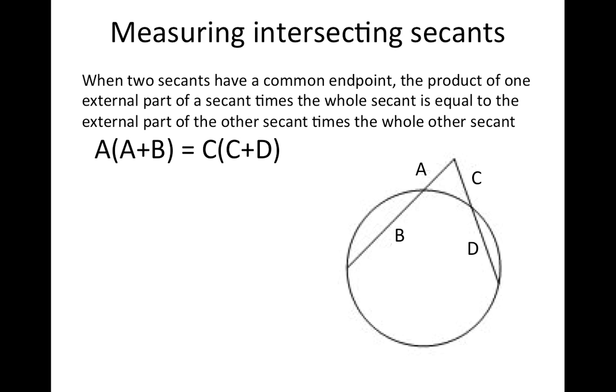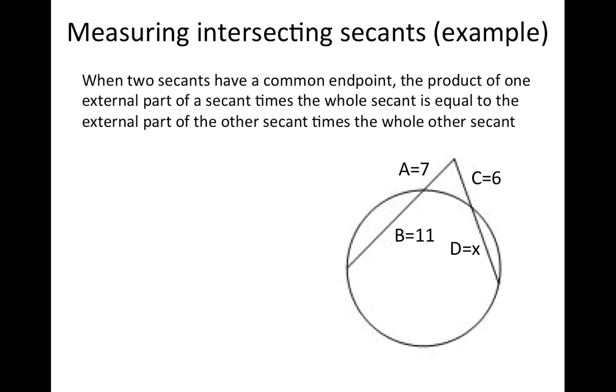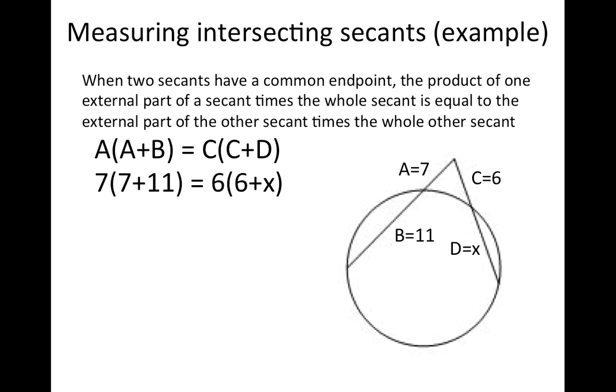Now, let's use that in an example problem. So, in this case, we'll say that A equals 7, B equals 11, C equals 6, and we're being asked to find D, so we'll call it x. So the first thing I'm going to do is write down my formula from the previous slide. And now I just have to plug in the various values. So A equals 7, B equals 11, C equals 6. And so I get this.